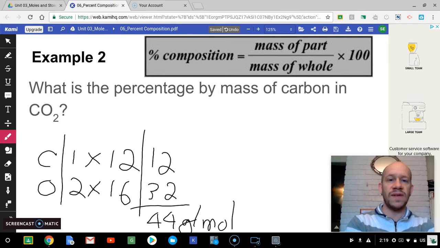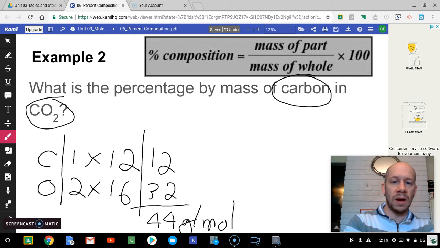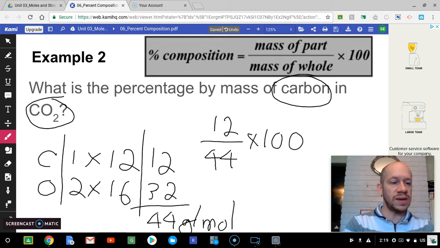Now I want to find the percent by mass of carbon. This is going to be my part. This is going to be my whole. So the part that I calculated is 12 divided by 44, times 100. That will get me the percent composition of carbon in carbon dioxide. 12 divided by 44 is 0.27, times 100 gets me 27% carbon.